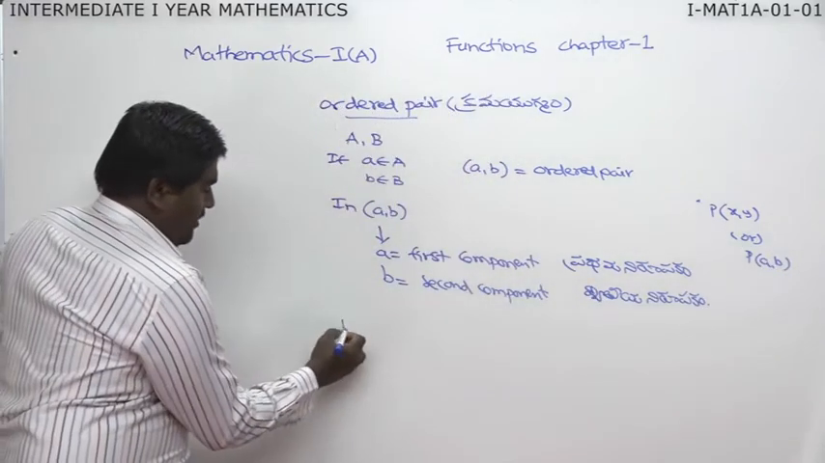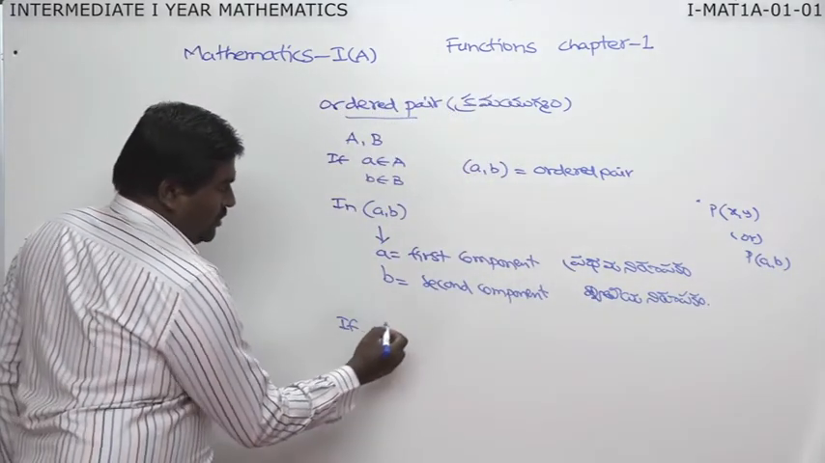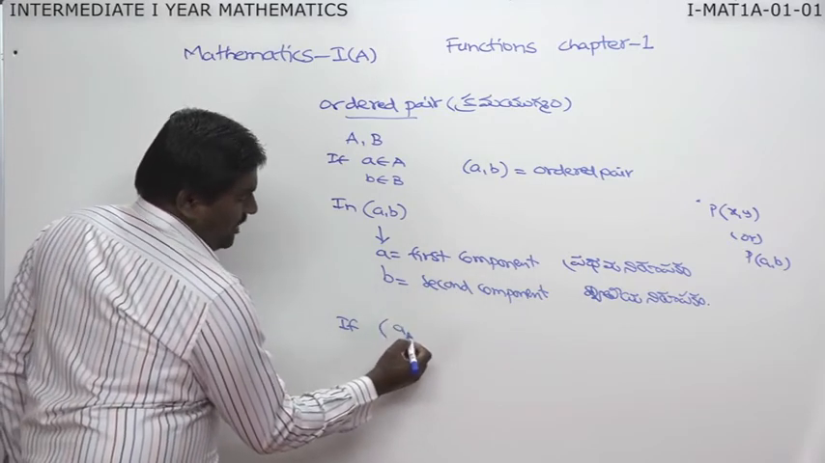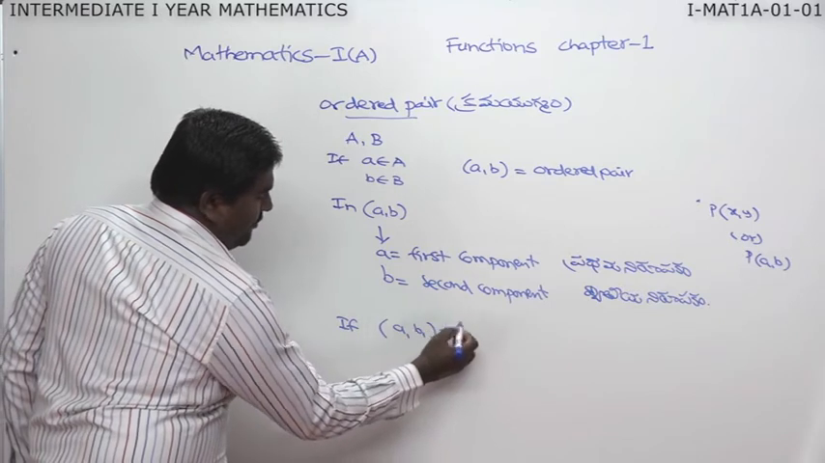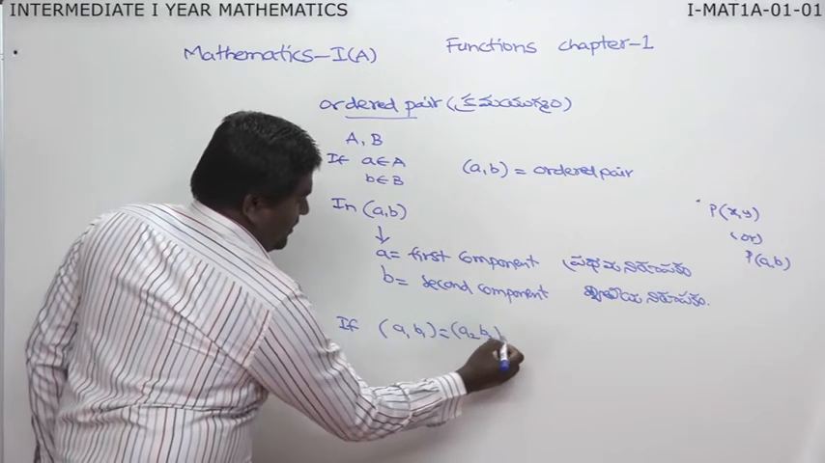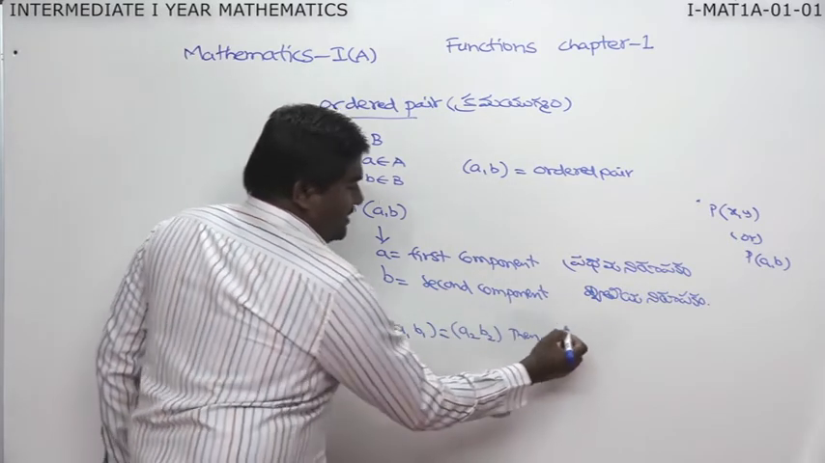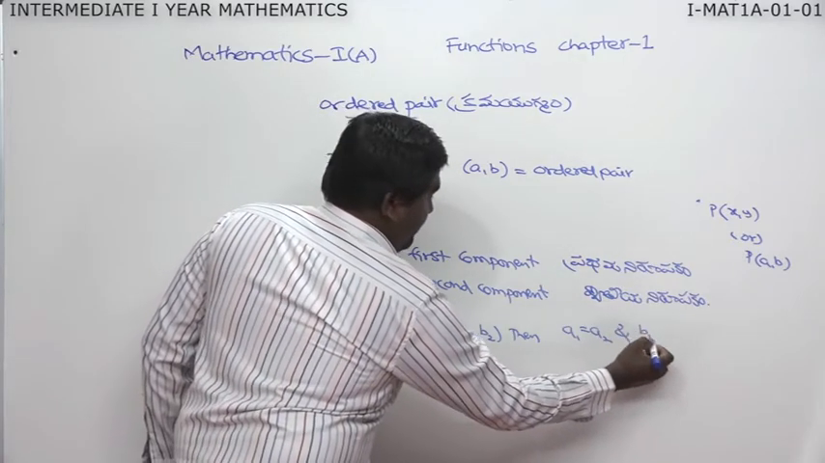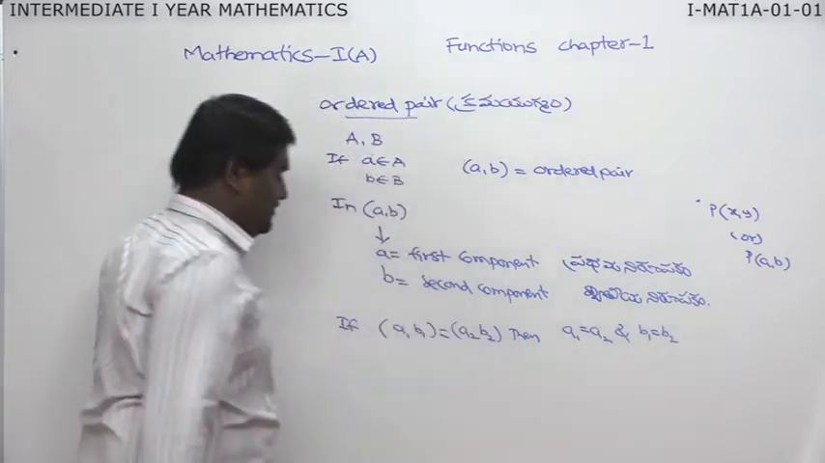If two points are equal, or two ordered pairs are equal, if (a1, b1) is equal to (a2, b2), then it is clear that a1 is equal to a2 and b1 is equal to b2.